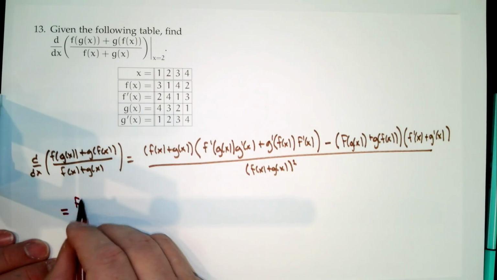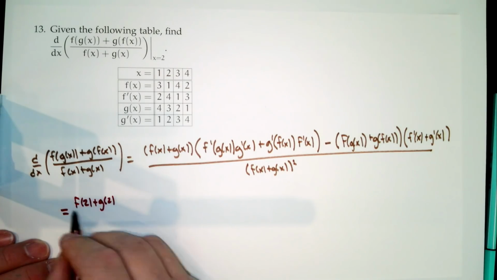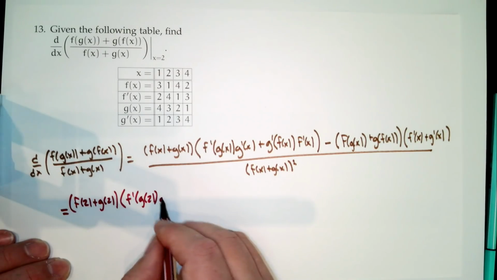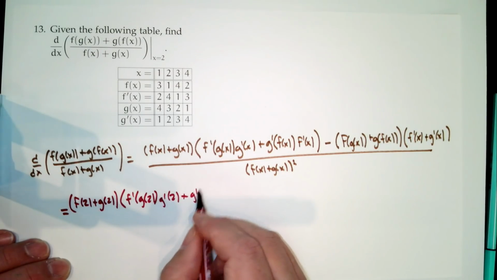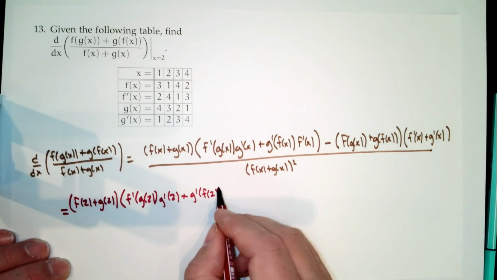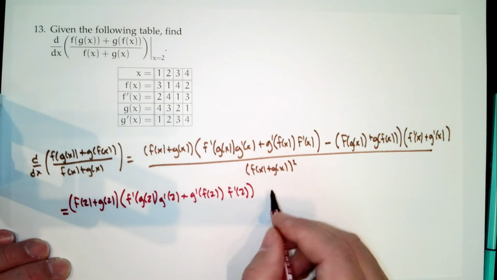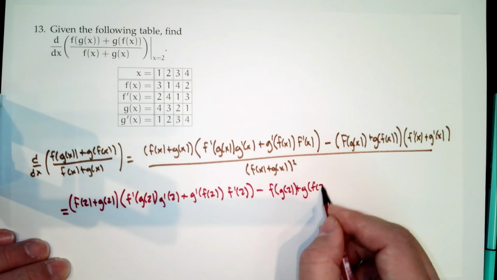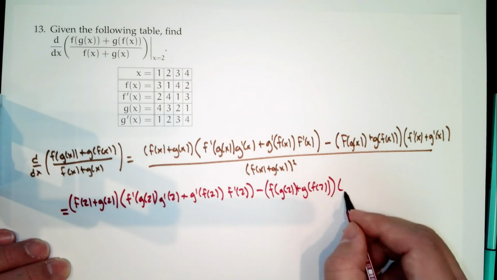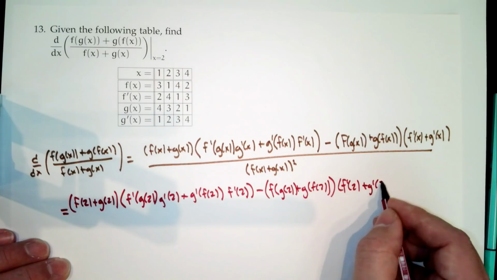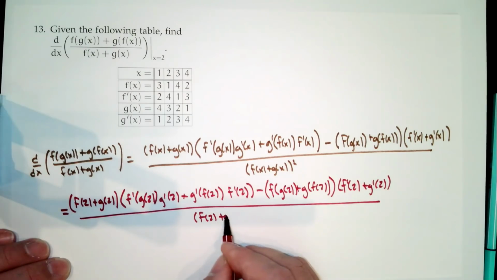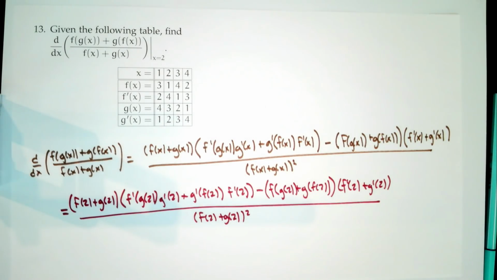So that is f of 2 plus g of 2, f prime of g of 2, g prime of 2, plus g prime of f of 2, f prime of 2, minus f of g of 2, plus g of f of 2, times f prime of 2 plus g prime of 2, all that divided by f of 2 plus g of 2 squared. And at this point, we're just going to go through and start reading off our table.